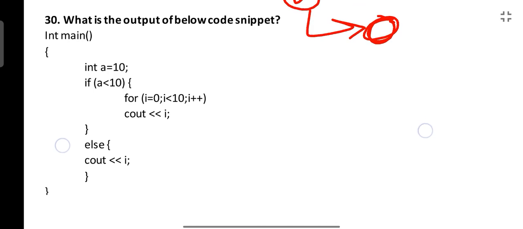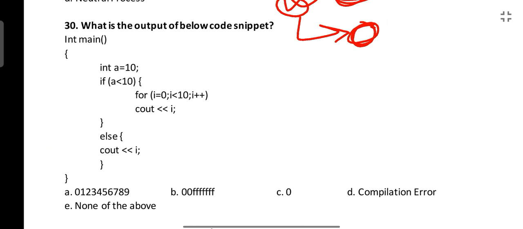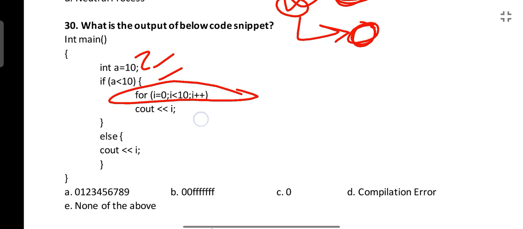Next question is, what is the output of the below code snippet? Okay. Int a is equal to 10. If a is less than 10, then for i, see, we have not declared i anywhere here. So this will give a compilation error. So the correct answer is D, compilation error.